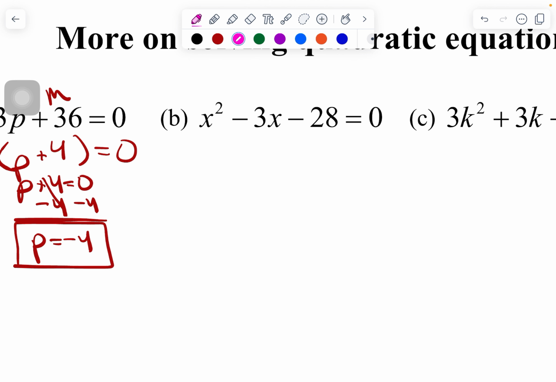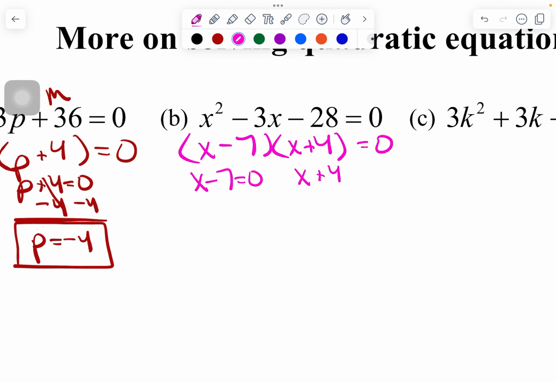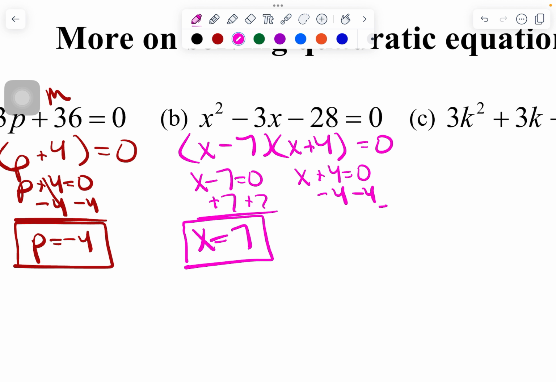Part B, is it equal to 0? Yes, it is. Do we have a GCF? No, we do not. But we can factor. So x, 7 and 4, -7, +4. So x minus 7 equals 0, x plus 4 equals 0. Add 7 to both sides, so we're going to get x is equal to +7. If I subtract 4 from both sides, x is equal to -4.